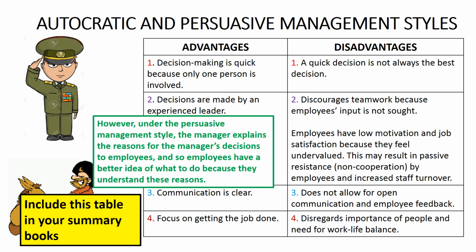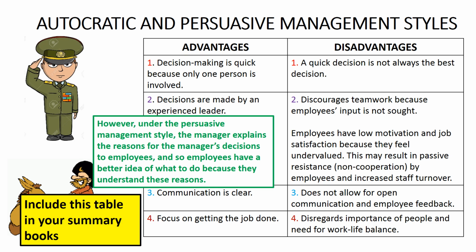The third advantage of both the autocratic management style and the persuasive management style is that communication is clear in the sense that the manager tells employees of the manager's decisions and the employees have to implement those decisions. The employees are clearly informed of the manager's decisions and there's no doubt about what they have to do. However, a disadvantage of this is that there's no open communication between the manager and their employees, so the manager doesn't get any feedback from the employees, even though that feedback might improve the manager's decisions.